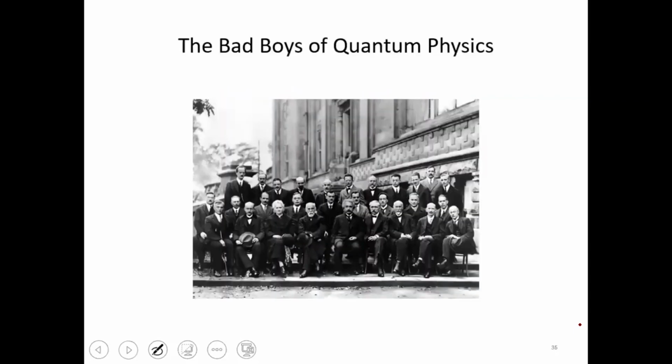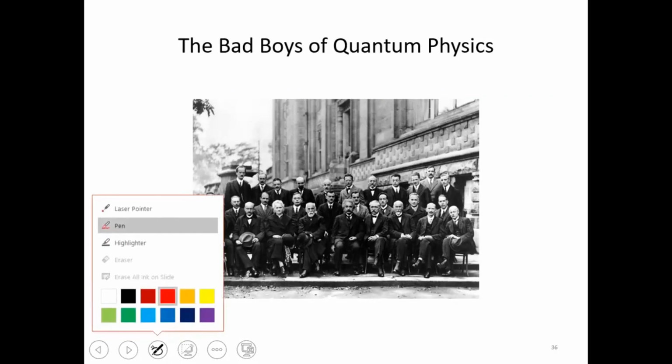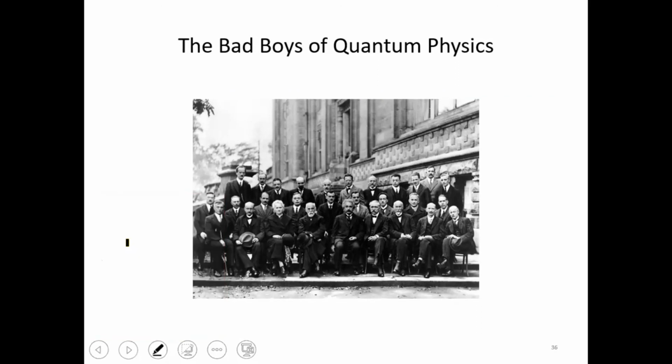And I just want to show this up here at the end before we leave. This was a meeting that happened, I believe, in 1927. It was called a Solvay Conference. And here are assembled all of the bad boys of quantum physics. All the bad boys are here. You might be able to recognize a few of them. Well, here's Einstein. You can probably recognize his face, right? Some other ones in there.